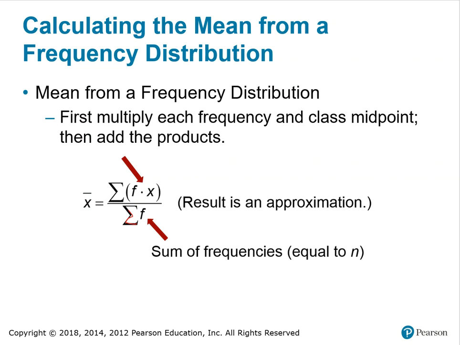Calculating the mean from a frequency distribution. Mean from a frequency distribution. First, multiply each frequency and class midpoint, then add the products.